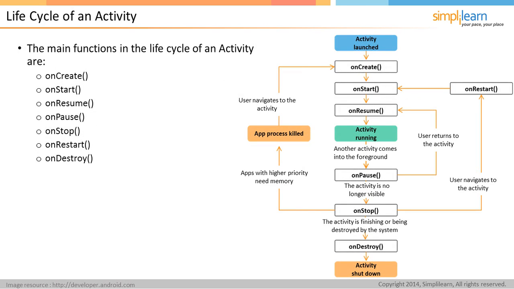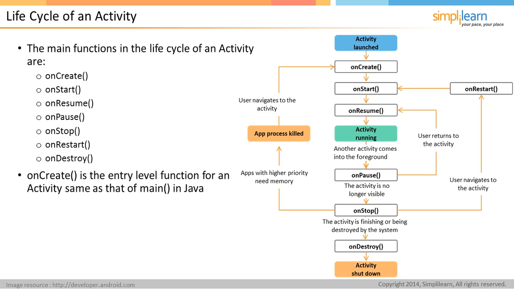The main functions in the life cycle of an activity are onCreate function, onStart function, onResume function, onPause function, onStop function, onRestart function, onDestroy function. OnCreate is the entry-level function for an activity like the main function in Java. When you run an Android app, only onCreate function will work, whereas onStart function and onResume function will be skipped.